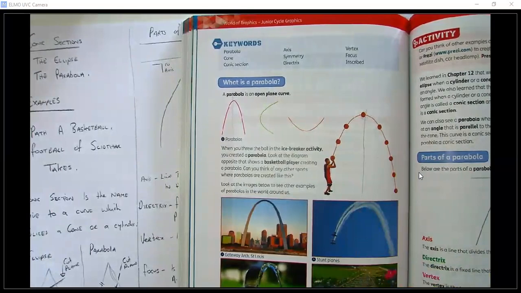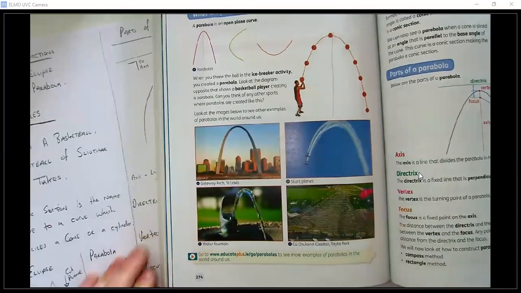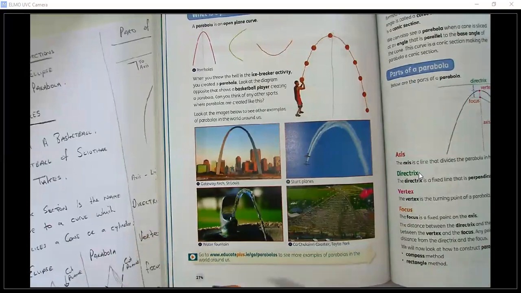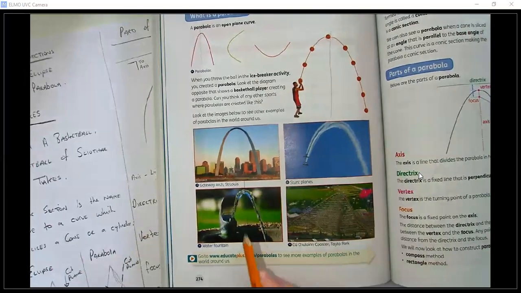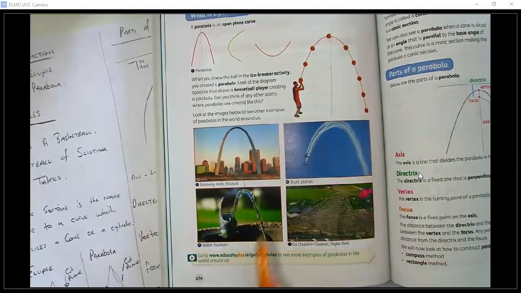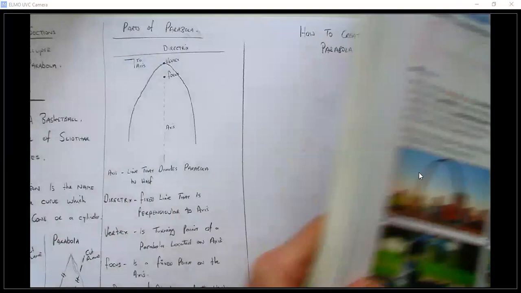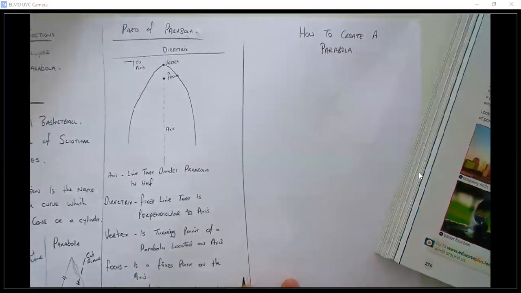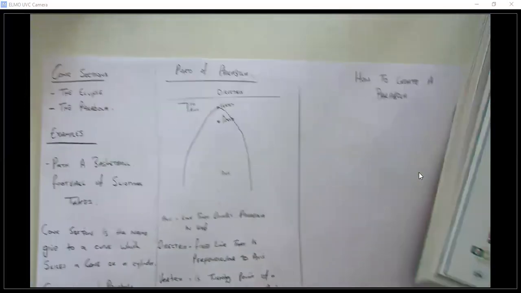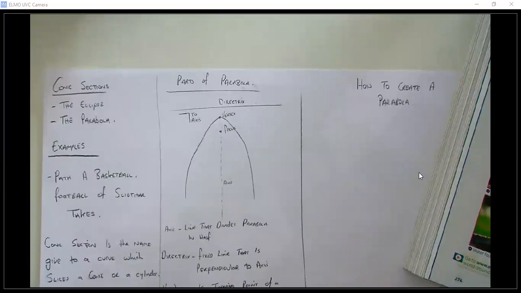A few other examples here are an arch, stunt planes, a roller coaster, and a water fountain is a good one. If you just spray water up in the air with a hose, again, if you split that in two, the first half is going to mirror what the second half looks like. And again, that's a parabola. There's just a few examples, and it's a very common shape, I suppose, if you want to call it a shape.